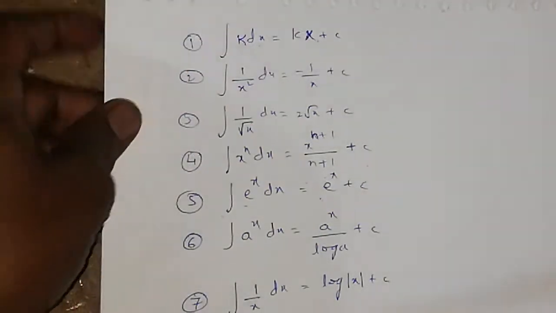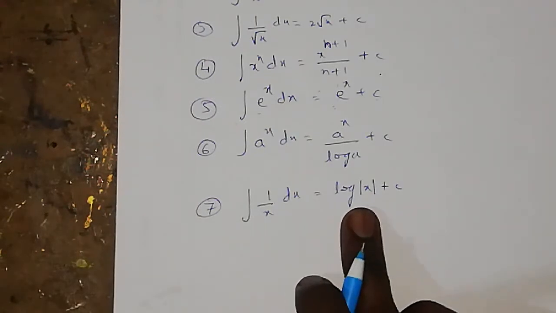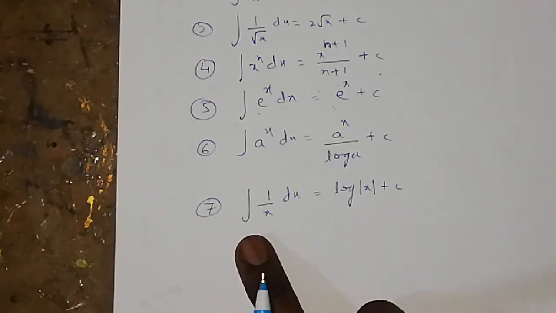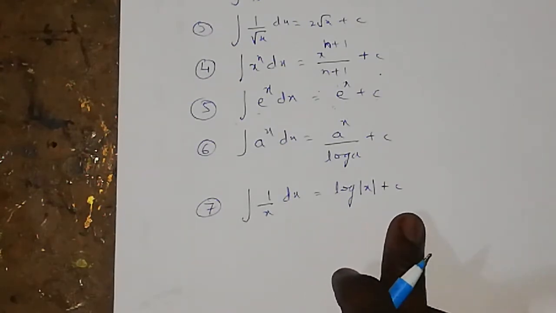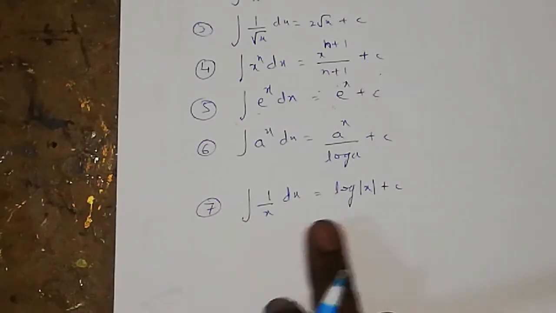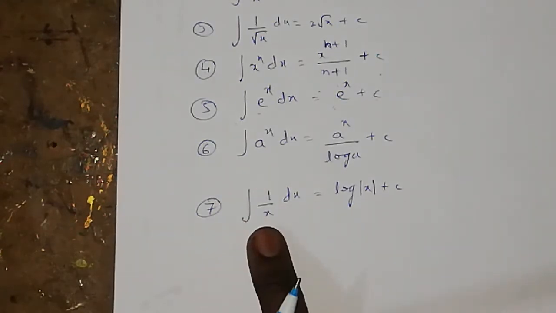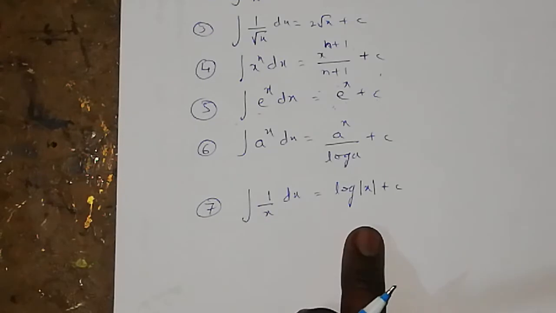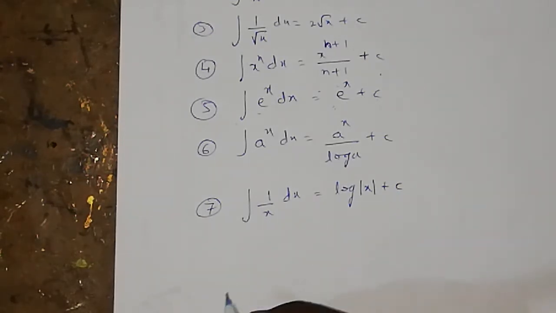In differentiation, what we say is d by dx of log x is equal to 1 by x. Here, integration of 1 by x dx is equal to log mod x plus c. Same, reverse order. Every time you have to write c as it is. So these are all called algebraic formulas.